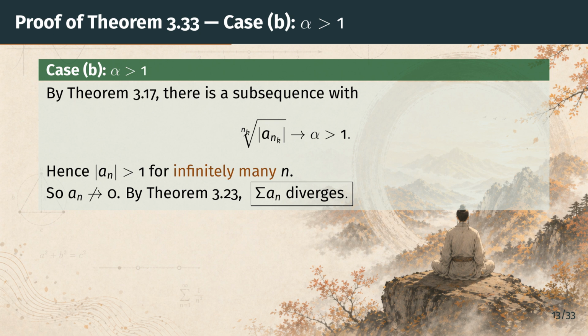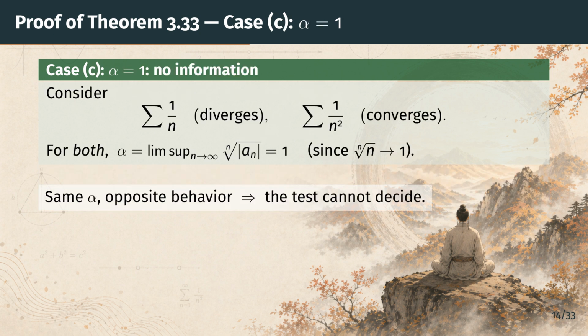Next, the borderline case. Finally, the borderline. Consider 2 familiar series, the harmonic series, the sum of 1 over n, which diverges, and the sum of 1 over n squared, which converges. Why is alpha equal to 1 for both? Because the nth root of n tends to 1, a standard limit we established earlier, and therefore the nth root of 1 over n and of 1 over n squared also tend to 1. So alpha equals 1 in each case.